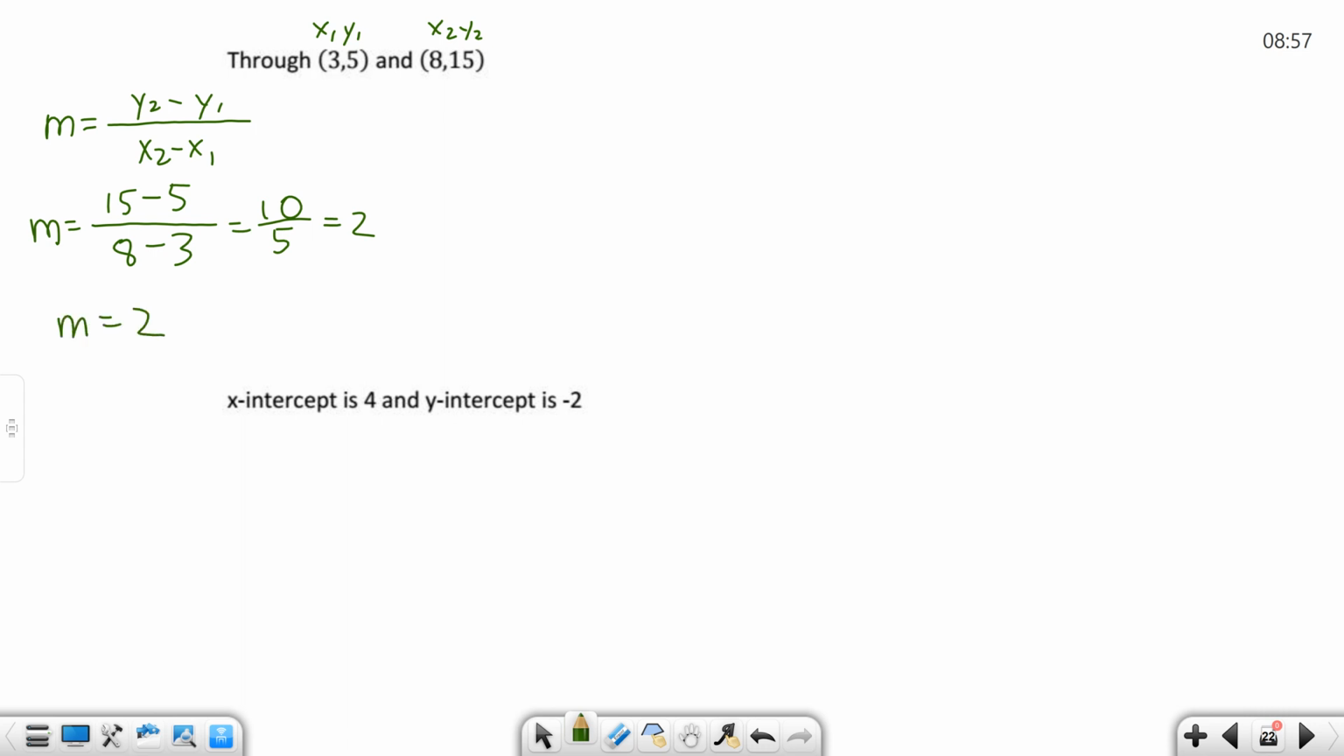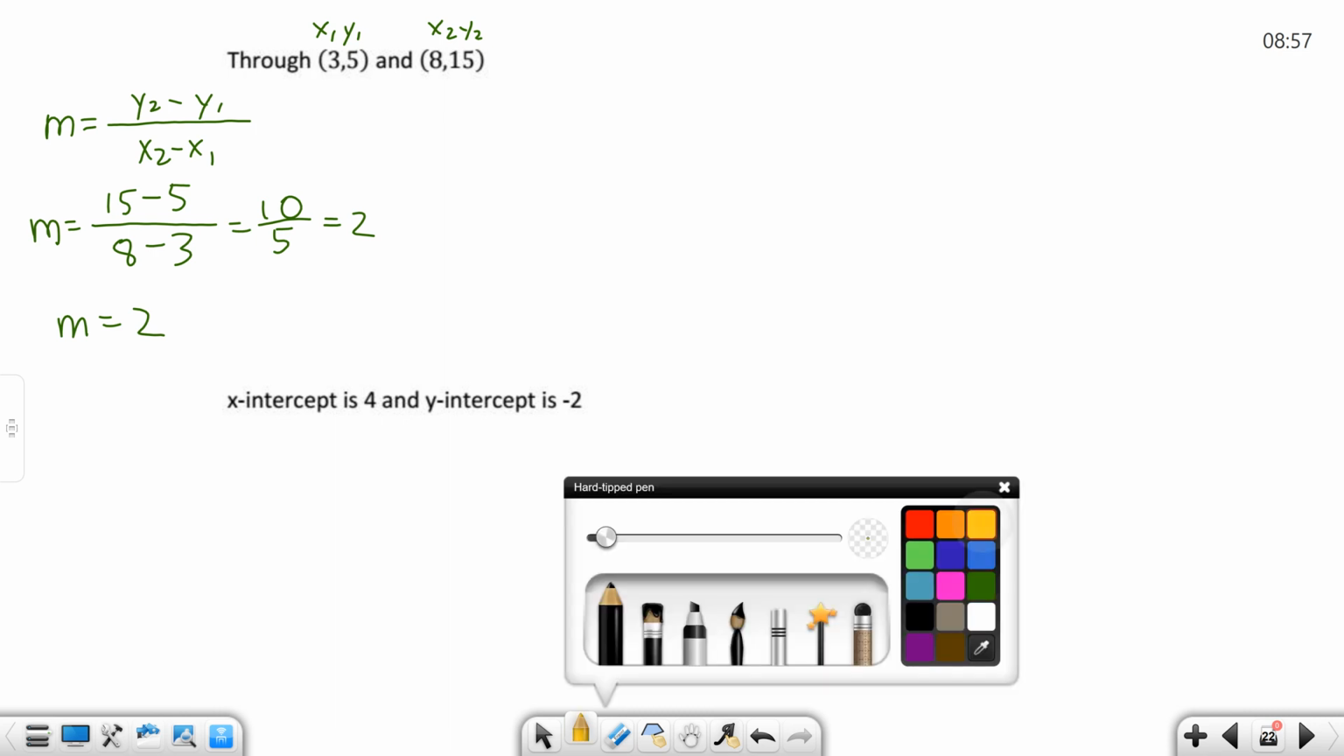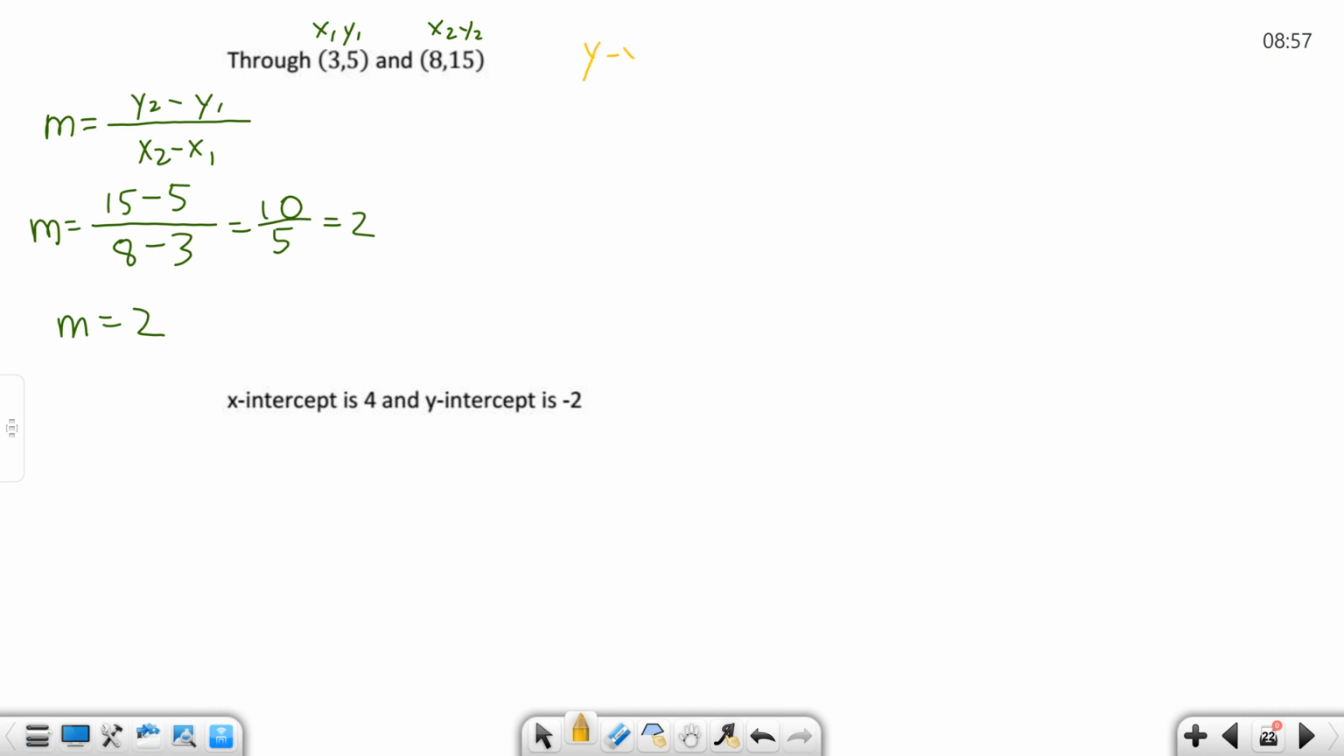Now here, this is the deal. Don't find the slope and go, oh, I'm done. m equals 2. No, m equals 2 is not an equation of a line. It's the slope, y'all. So now I'm going to come back and do y minus y1 equals m times x minus x1. Find the slope, then I use the point slope form. With which point? Doesn't matter.